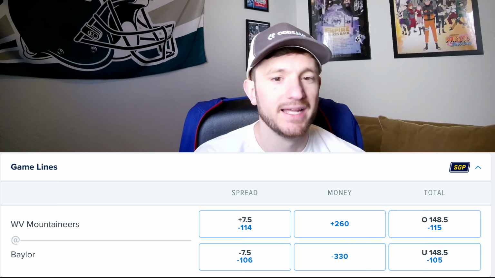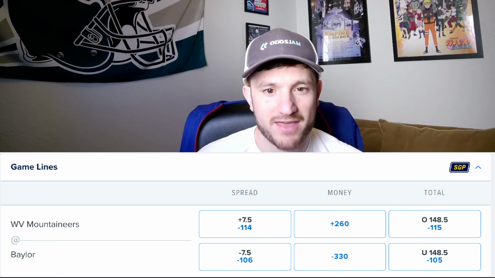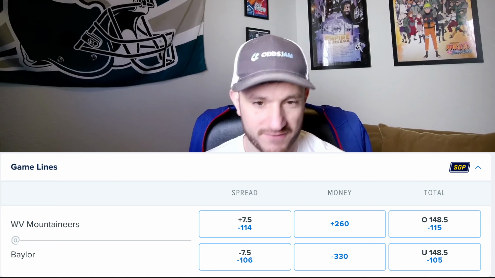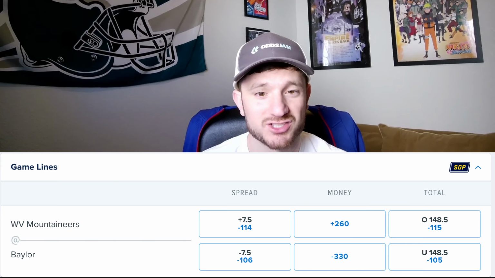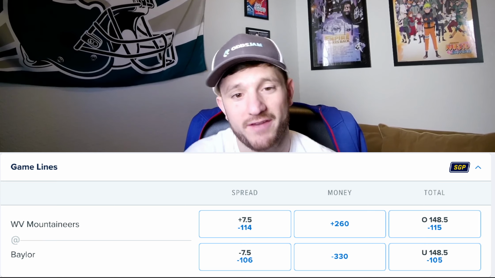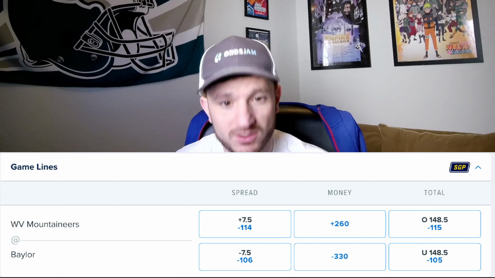For the underdog, it's the same thing. The higher the number, the bigger the underdog. The way the math works here is how much you would profit if you risked $100. So for West Virginia, we see that their odds are at plus 260. So if I risked $100 on West Virginia to win straight up, and they did win, I would profit $260.